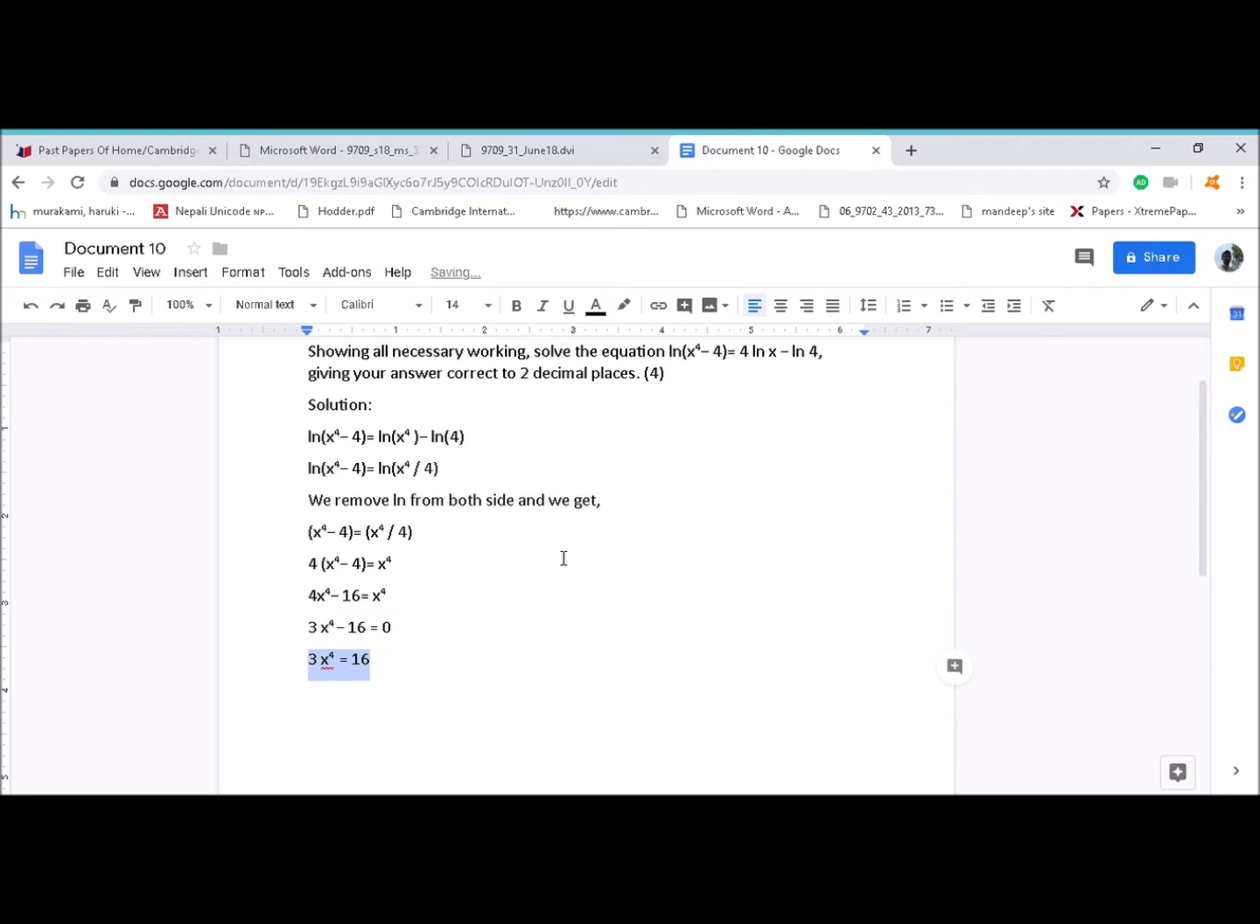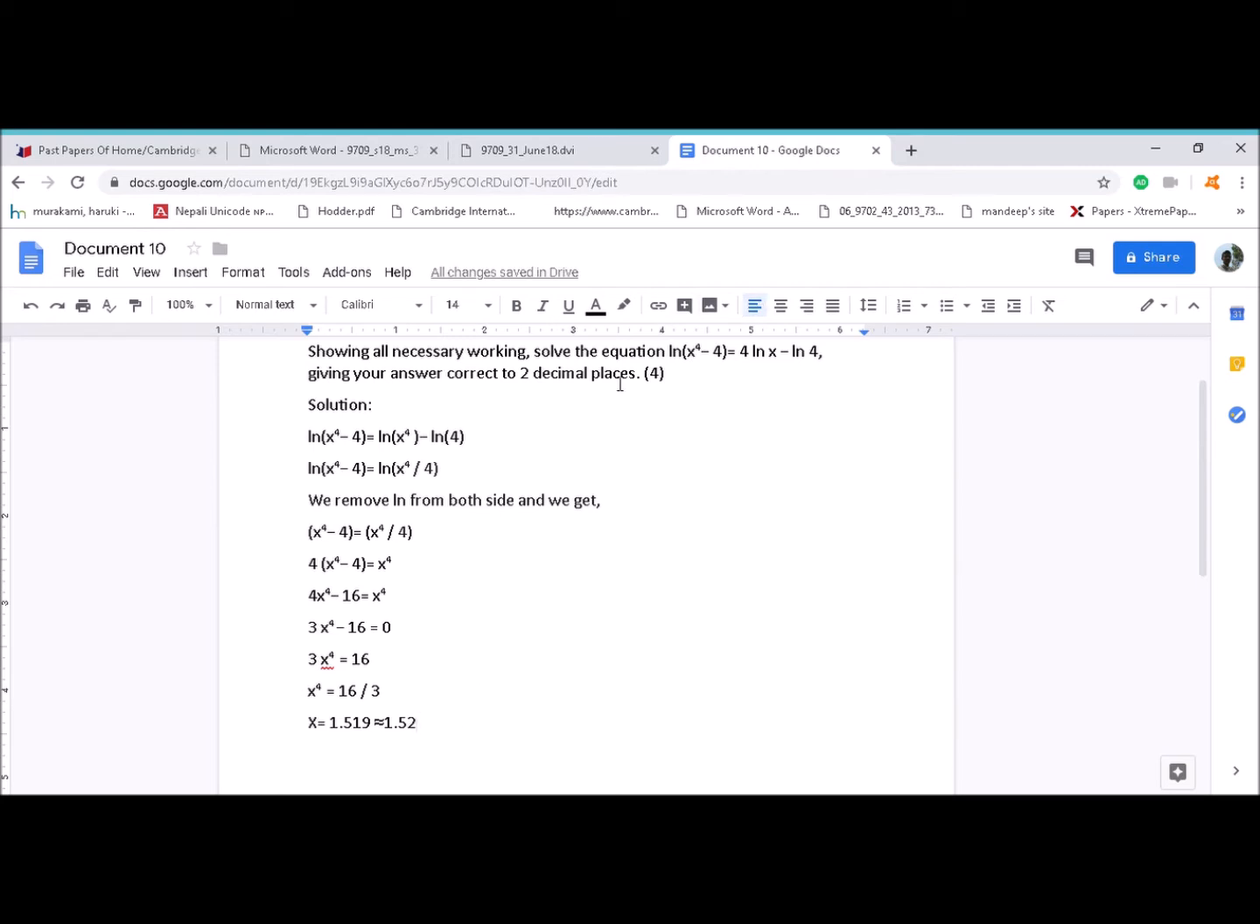After this the minus 16 goes to the right hand side and it will become 3x^4 = 16. Now dividing, 16 divided by 3, which will become x^4 = 16/3. After this we just put it in the calculator and we get x = 1.519. In the question they say we have to write in 2 decimal places, so we have to round the number and we get 1.52.